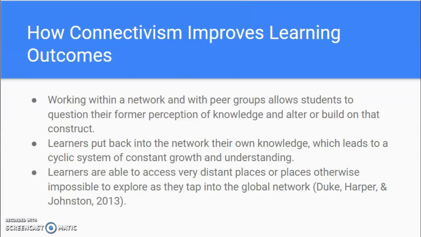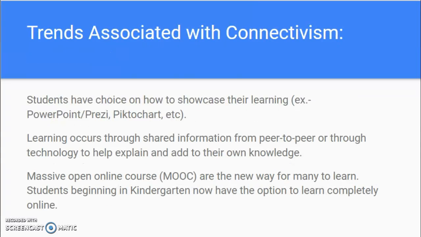When it comes to learning outcomes in connectivism, learners gain understanding by questioning their former perceptions and building on or altering that construct. Knowledge input is constantly updated, and learners can learn through a global network, accessing places they never would have been before. Trends associated with connectivism largely involve technology. Students can use online resources to showcase their knowledge in a variety of ways and to build upon their former knowledge. There are also now massive open online courses where students can learn completely online.